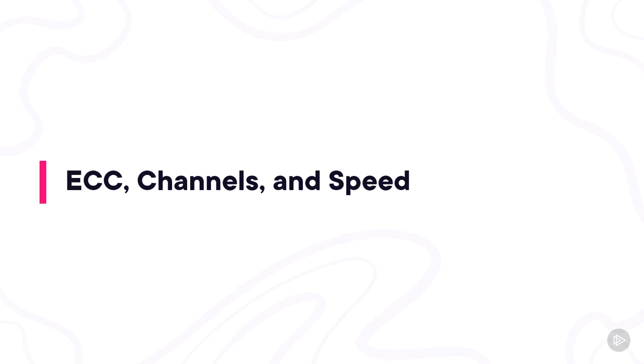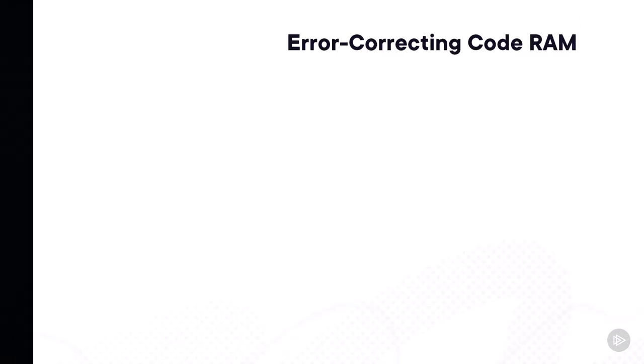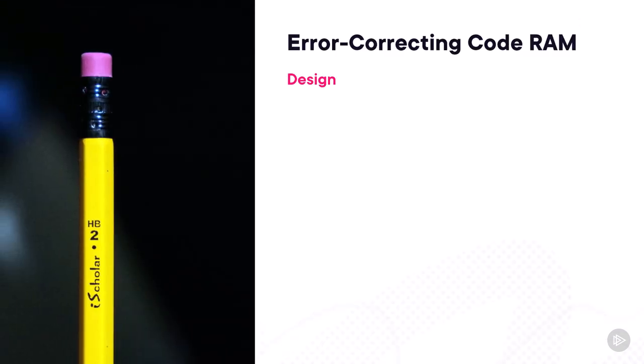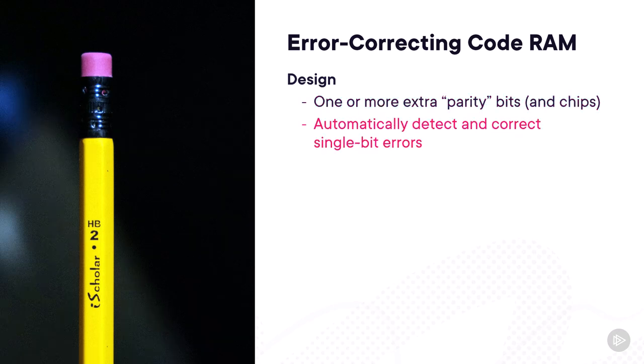In this clip, we cover 3 miscellaneous topics that might crop up on the A+ exam: error correcting code, or ECC RAM, memory channels, and the various ways that RAM speed can be specified. ECC memory is designed with an extra bit for every byte, called a parity bit, that is used to detect, and sometimes correct, single-bit errors on the RAM module.